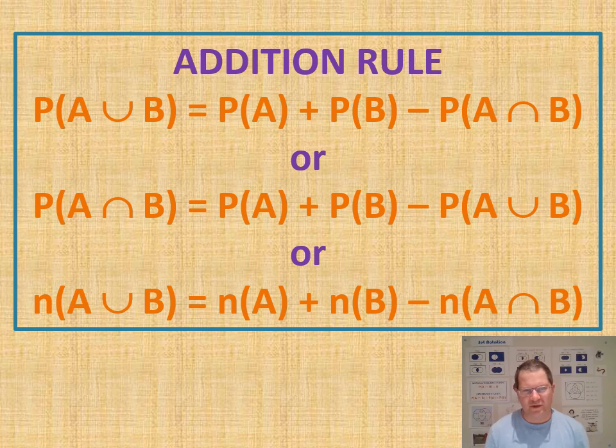So the addition rule was given at the top: union is equal to A plus B minus intersection. You can swap the intersection and the union around, and it's exactly the same thing. So the intersection would be equal to A plus B minus the union. Also, you can refer to it in terms of numbers rather than probabilities. So the number that is representative of A union B, which would be 71 in our G and H example, is equal to the number in G plus the number in H minus the intersection of 15 of G and H.